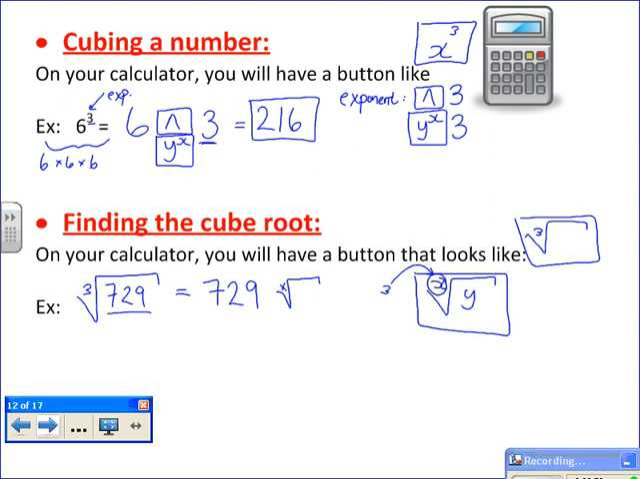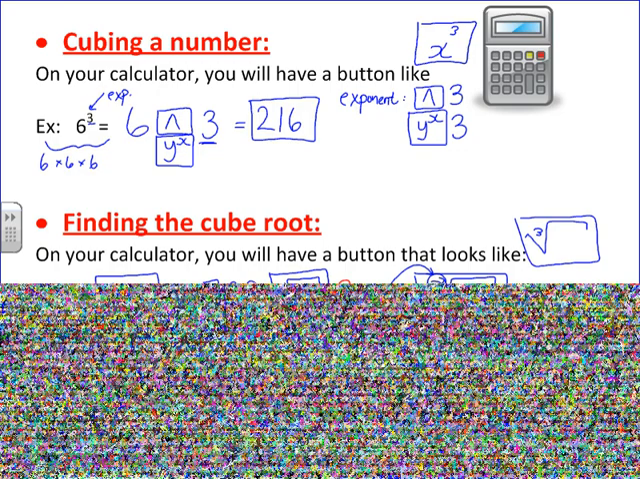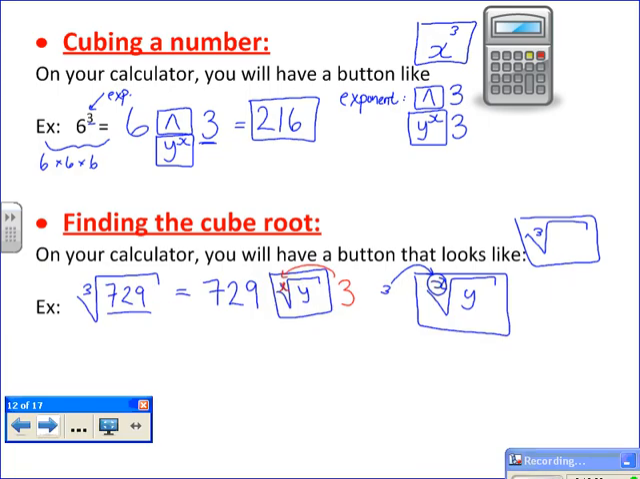Then you're going to put in a 3 so that you're telling your calculator to take the cube root of that. So you might have to put the cube root, the index, in last. Or you might have to do the opposite. You might have to first put in the 3, and then hit your root button.